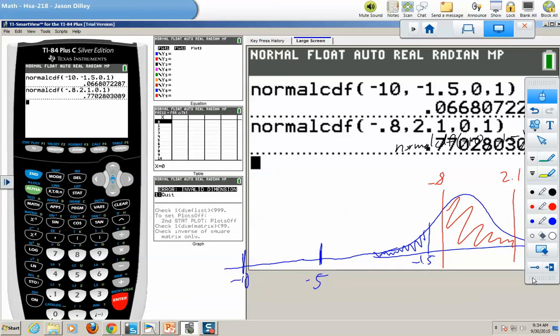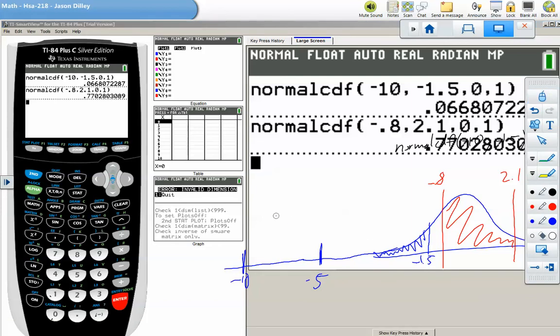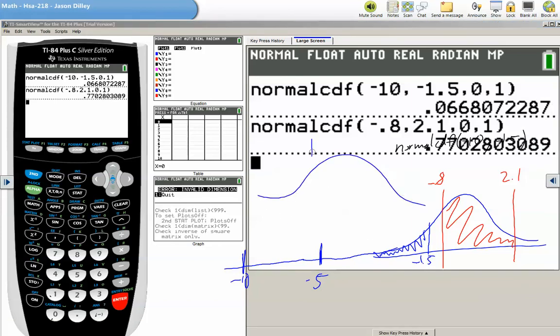Just for fun, just to test your ability to do it, can you please find the area from negative 2 to 2 on your calculator? And what should this be, by the way? What should the percentile be if we're going from negative 2 to 2? It should be 95%, right? So that's 68, 95, 99.7.